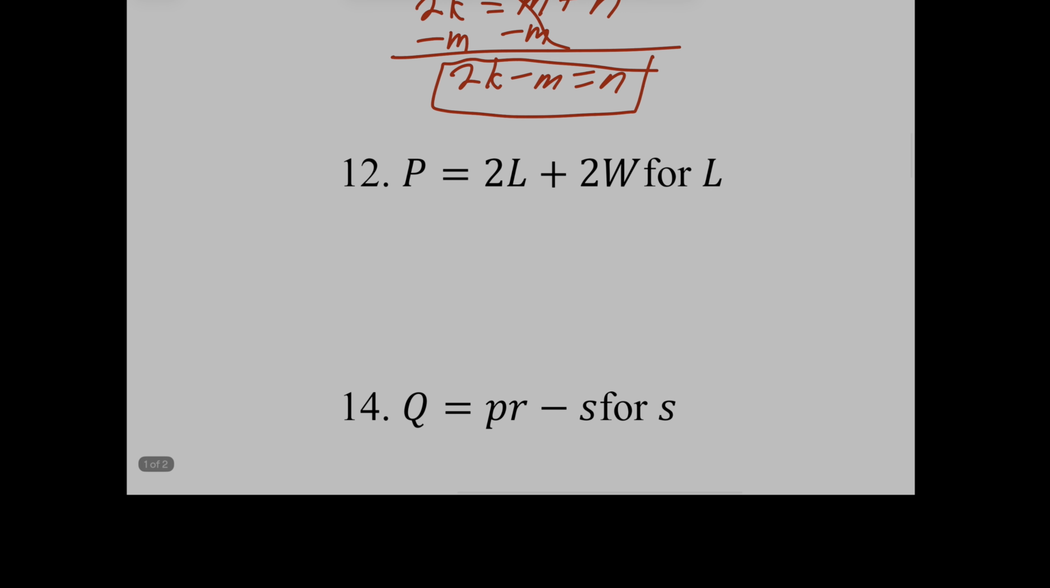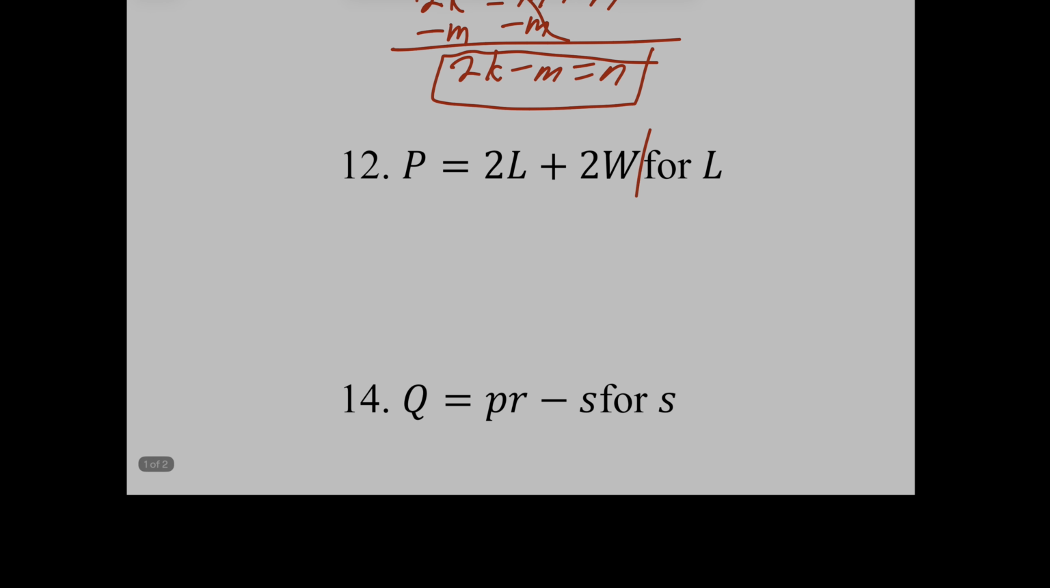Number 12, P equals 2L plus 2W, solve for L. Okay, well, I have two terms here. I can't get this L by itself until the term is by itself. So the 2W is what I have to move. So I'm going to subtract 2W from both sides, and I'm going to get P minus 2W equals 2L.